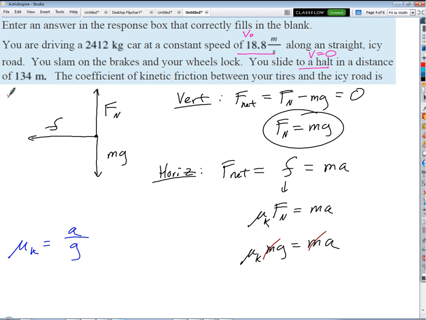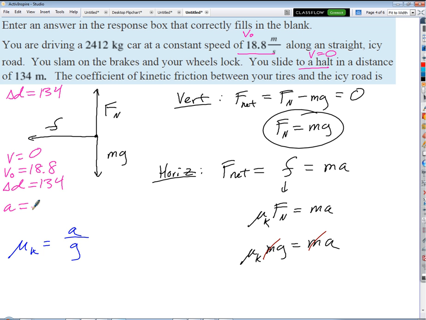But we're not given time here, are we? So we're going to want to write it in terms of a displacement anyway, because we're going to end up using that fourth equation, right? So delta d equals 134. And what are we trying to find? A. So what's the equation then? We have all this stuff. V equals 0, v naught equals 18.8, delta d equals 134. A equals what?